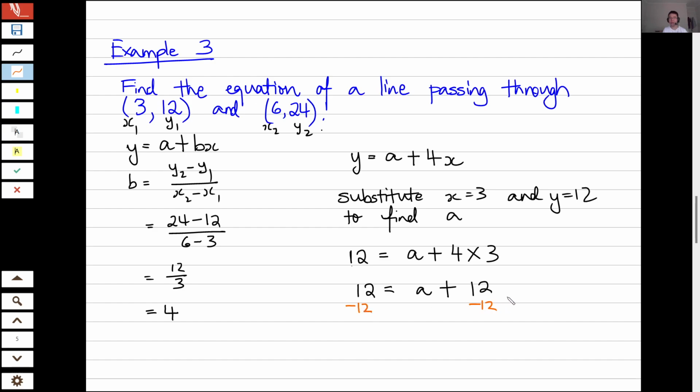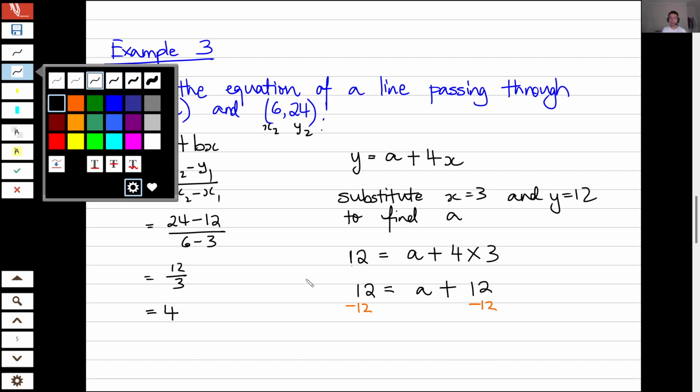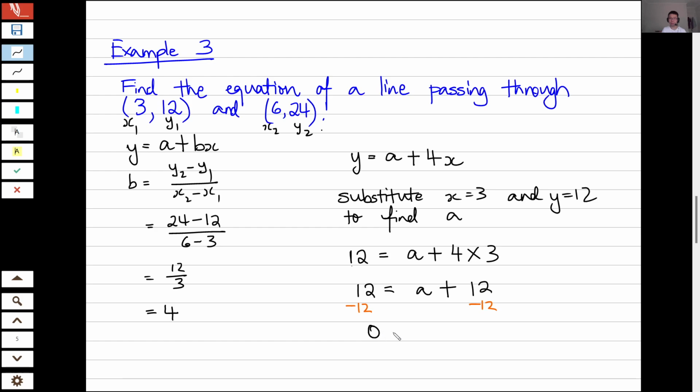And in this case, I'm plussing 12 to a. So to isolate a by itself, I need to get rid of the plus 12. So what I'm going to do is the opposite, which is minusing 12 on both sides. And I'm left with a equals 0. So what's actually happened here is I have found y equals 0 plus 4x. And the 0 is redundant, so I can just say y equals 4x.